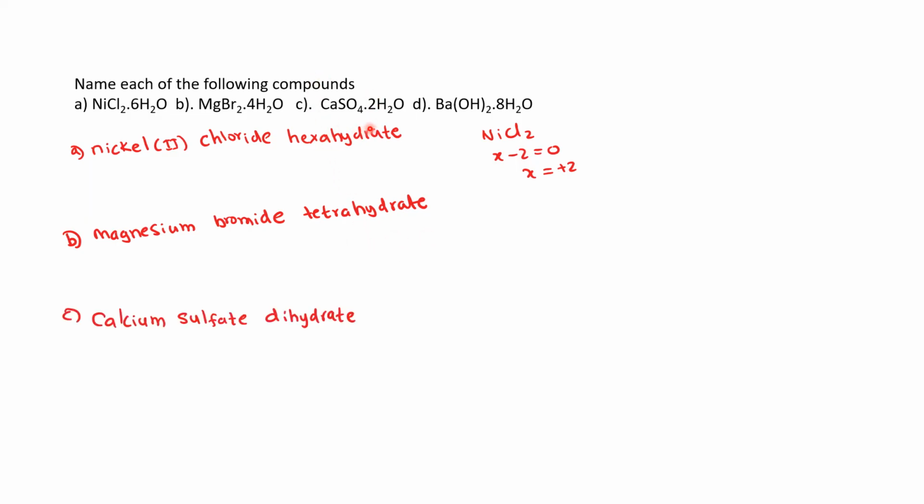Calcium sulfate, again, this is not a variable charge metal, so we don't have to find the charge. We are going to write the cation as calcium, and this is a polyatomic anion. So you have to know how to name your polyatomic anions. This is sulfate, and you have 2 water molecules, that means dihydrate. Barium and the hydroxide, we end up with "ide" suffix, and we have 8 water molecules, that means this is barium hydroxide octahydrate.